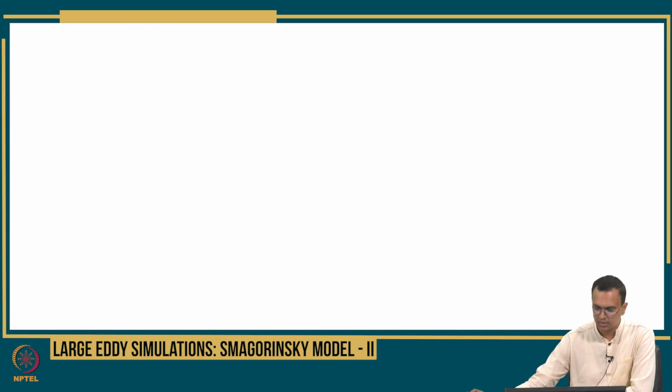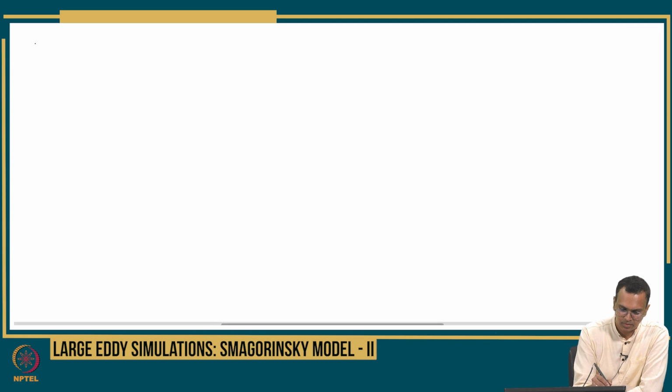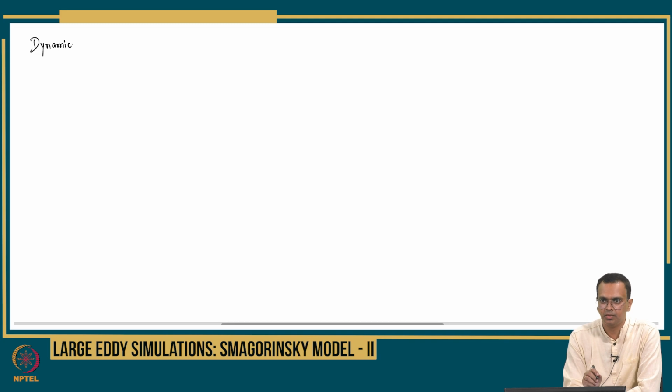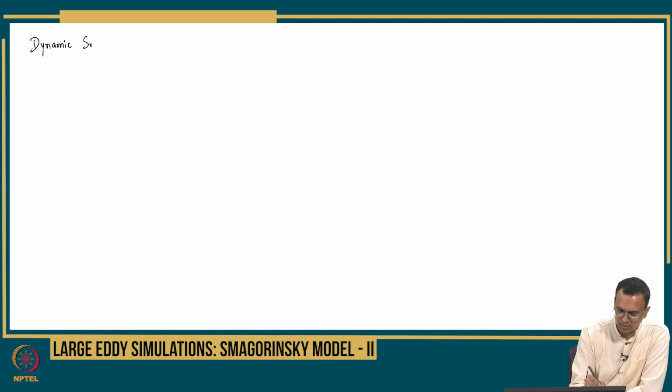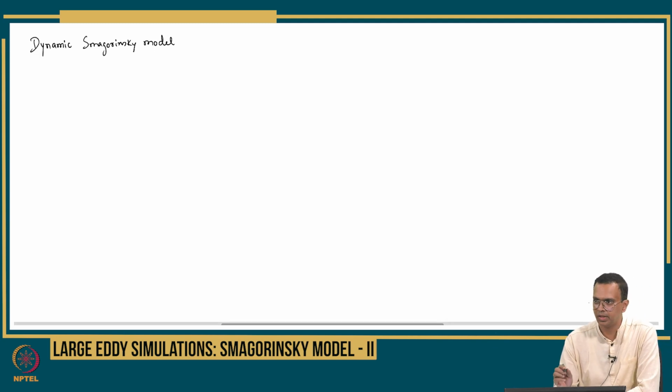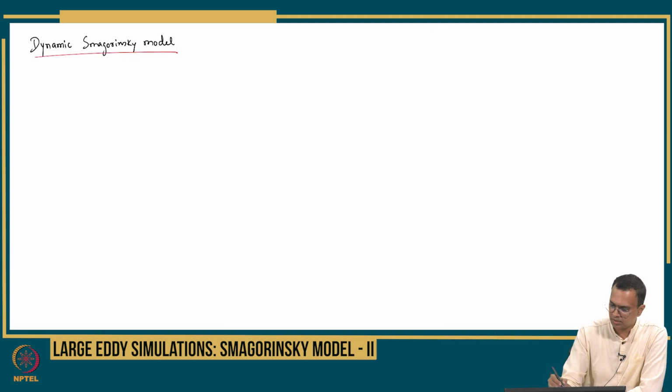So let's see the next type of model, which is the dynamic Smagorinsky model. This is by far a very popular model used in most of the commercial solvers and open source codes. Dynamic Smagorinsky. The Smagorinsky model is also very robust, provided you know the model constant, what to use. Otherwise, this is popular, a dynamic Smagorinsky model. The reference for it is Germano et al., 1991.